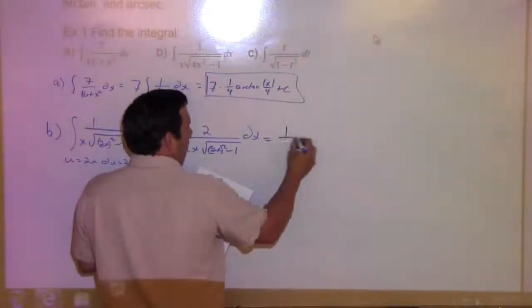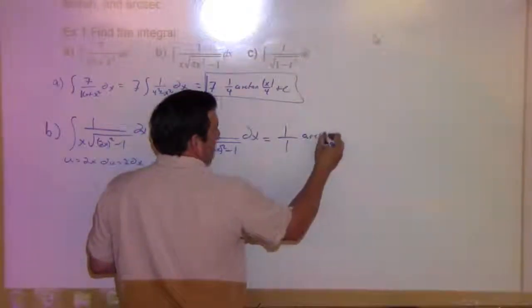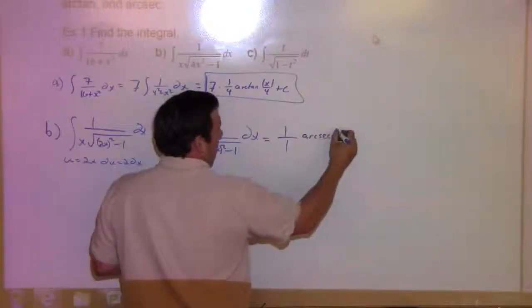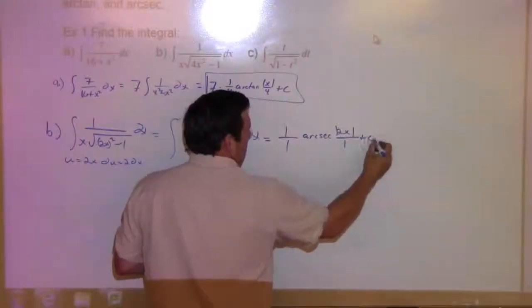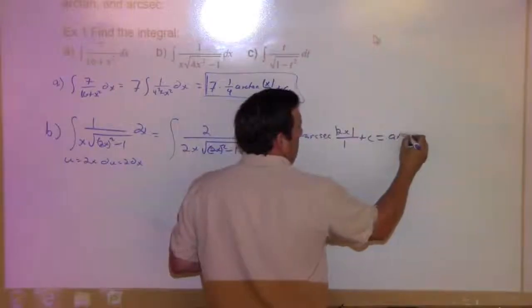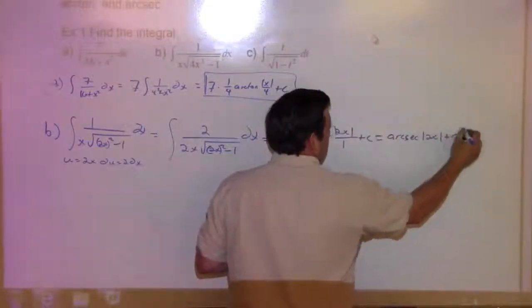So it's going to be 1 over 1, because the a is 1, arc secant of u, which is our 2x absolute value, over 1 plus c. So that's going to be arc secant absolute value of 2x plus c.